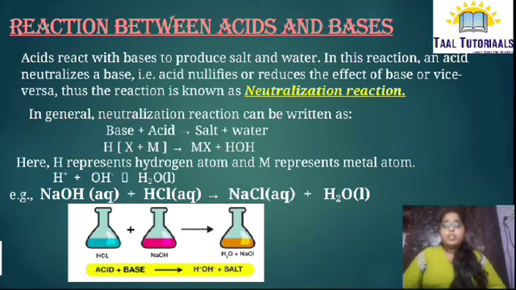In general, a neutralization reaction can be written as base plus acid gives salt and water. Okay, here is a general equation, that is HX plus MOH gives MX and HOH. Here H represents the hydrogen atom and M represents the metal atom. Next, H plus OH minus gives H2O. There are 2 H combining with 1 O, so there is H2O formation.